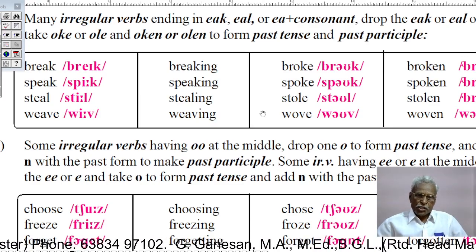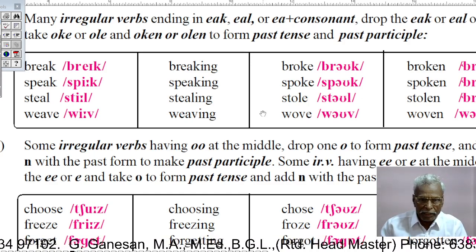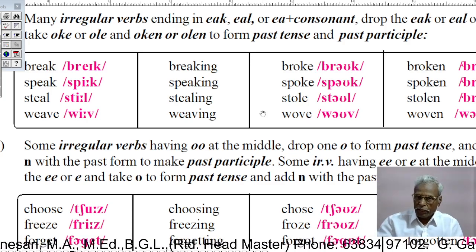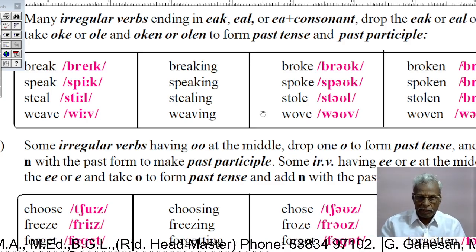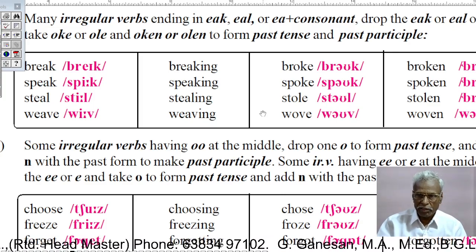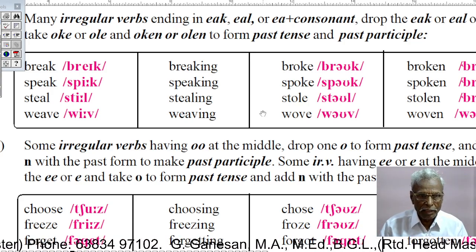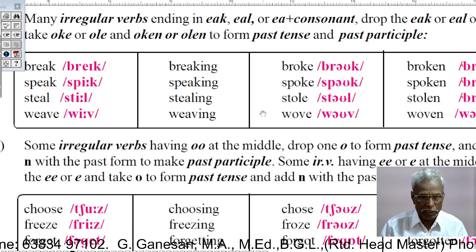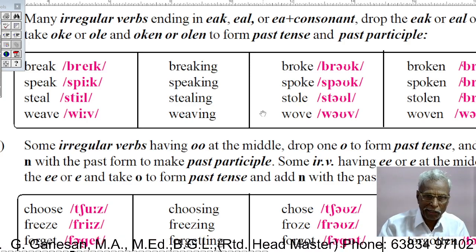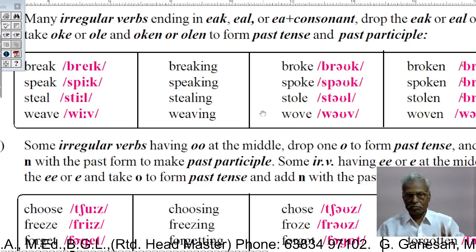And sixthly, some irregular verbs ending in EAK, EAL or EA plus consonant. Drop the EAK or EAL or EA plus consonant and take OKE or OLE to form the past tense, and OKEN or OLEN to form their past participle.